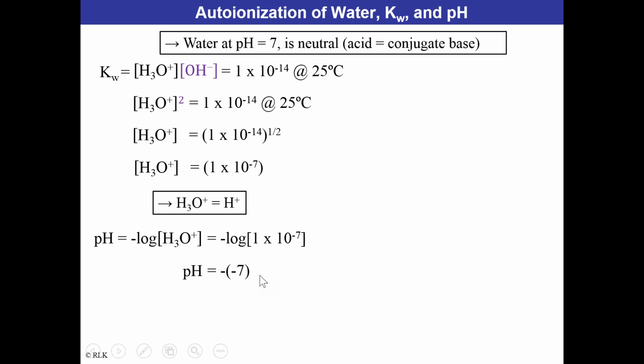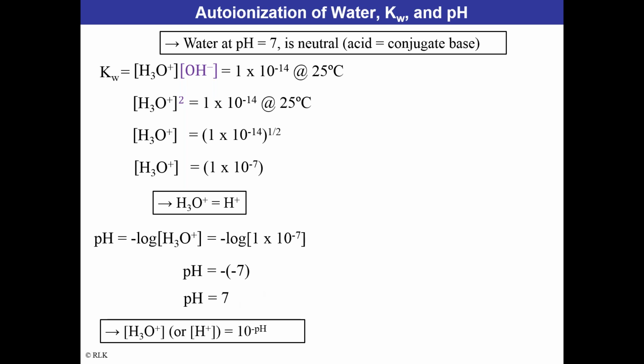Anyway, you guys can refresh your mind if you need to with respect to logarithms. But this is what you end up getting. You have the pH then is equal to positive 7. Okay, 2 negatives make a positive. I like that math. Another way to look at this is that if you have the hydronium concentration or H plus concentration known, then you can actually set that to be equal to 10 to the negative pH.